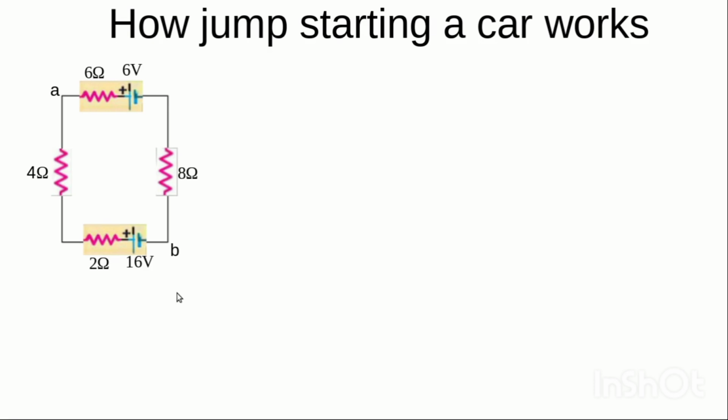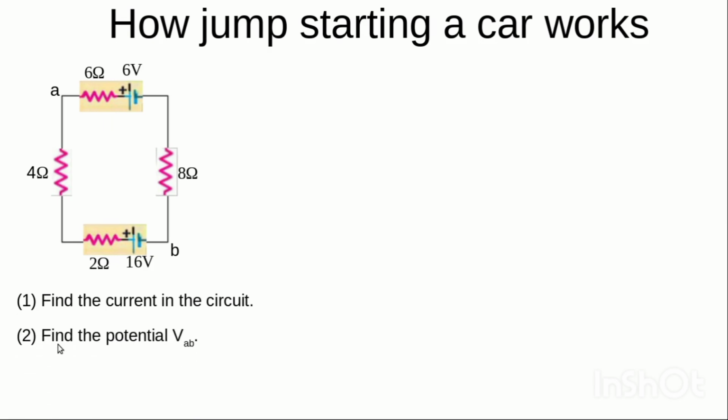Right? So the questions that can come out from this kind of system are: A, find the current in the circuit. So we need to find the current in this circuit. B, find the potential VAB, the potential between this point and this point. Then C, find the power in the 6 volts battery and the 16 volts battery.